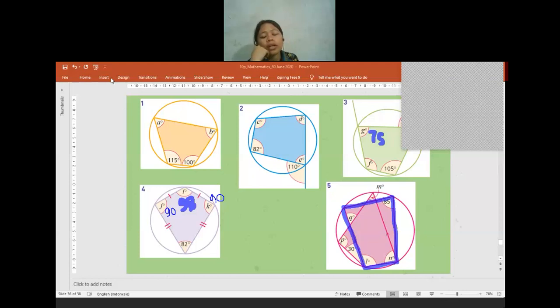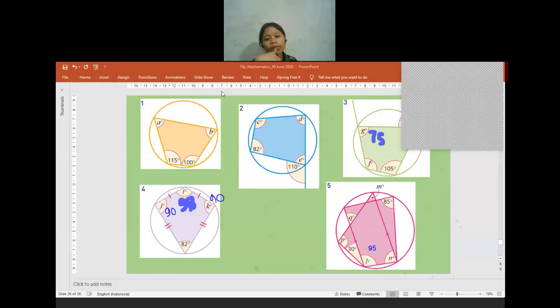Is there anyone who is confused? Why is it 95? Because the angle P is opposite to the angle N. If we use this cyclic quadrilateral, the angle P and angle N in total will be equal to 180 degrees. The N is already equal to 85, so the P will be equal to 95.